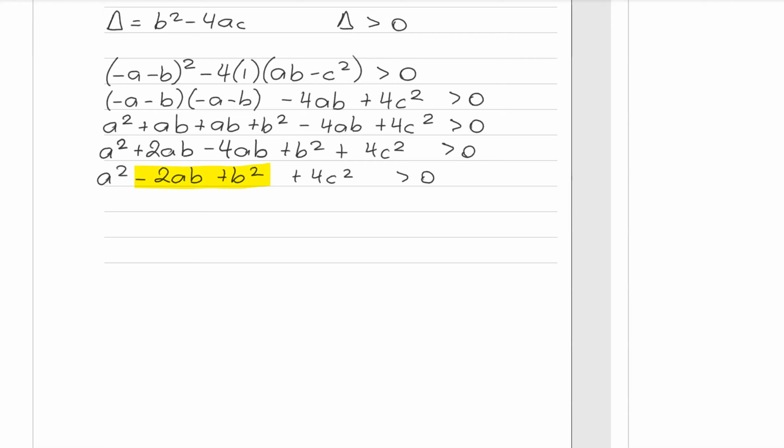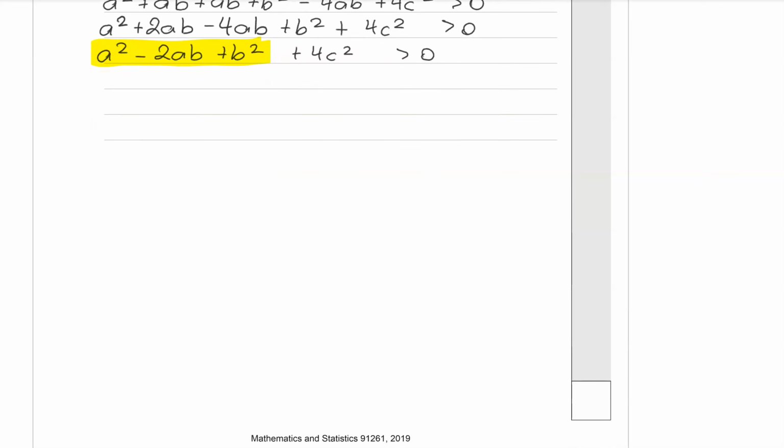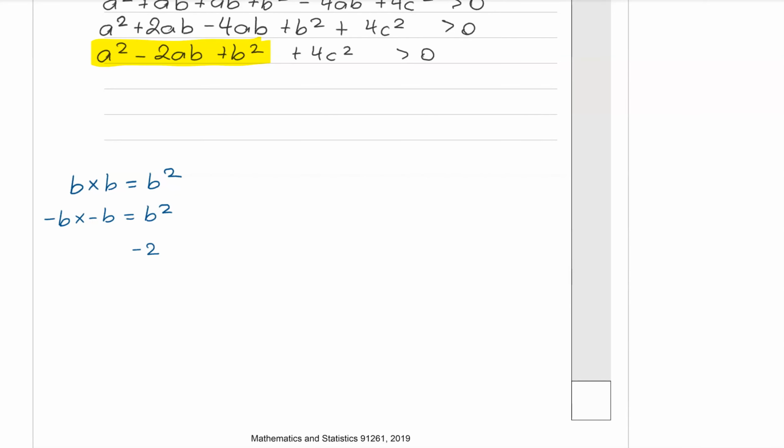Now I can factorize this part just to simplify it a bit more. I'm looking at two variables that multiply to b squared. We know b times b equals b squared, but we can also have negative b times negative b equals b squared. But I want them to add up to negative 2b. Therefore I want negative b times negative b, because negative b minus b equals negative 2b.